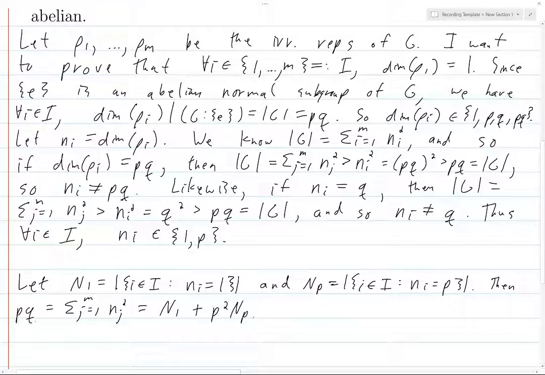So let's see here, PQ is equal to this plus this. So thus, P must divide N1, because P obviously divides the left-hand side, so it must divide the right-hand side, so it must divide N1, because it certainly divides this P squared term. Okay.